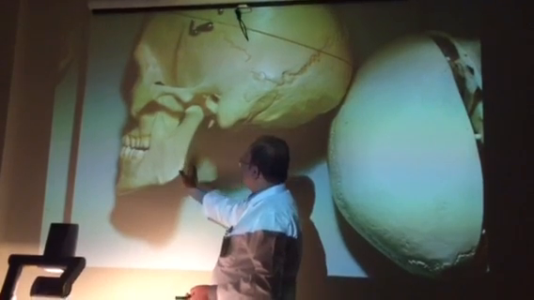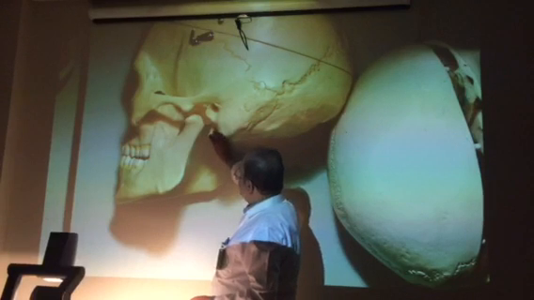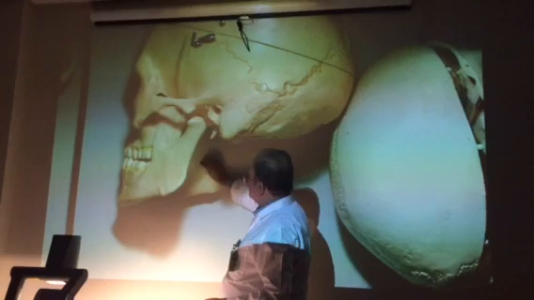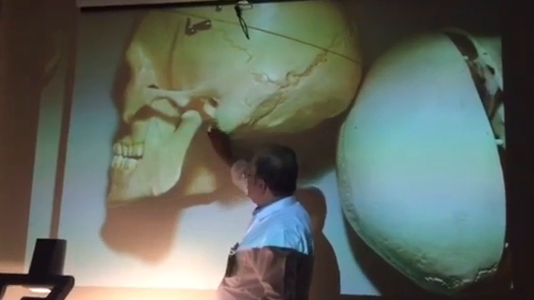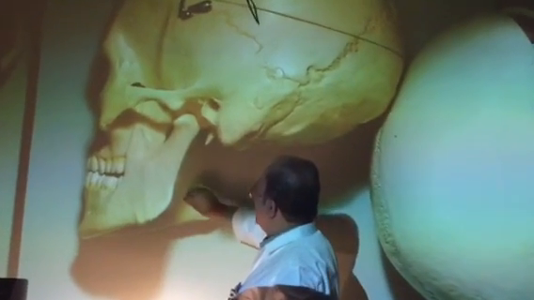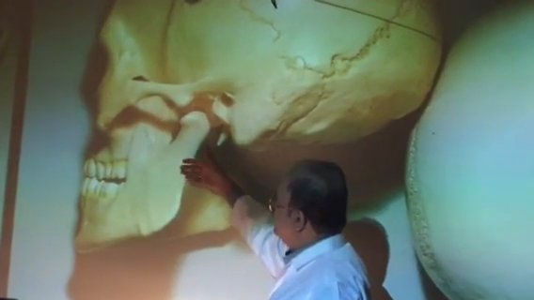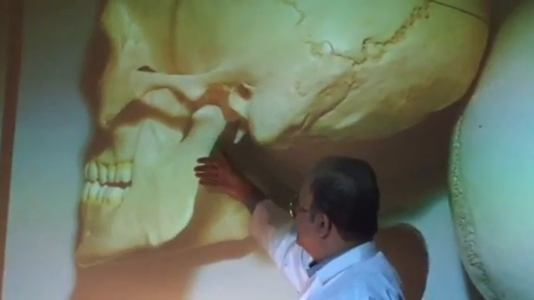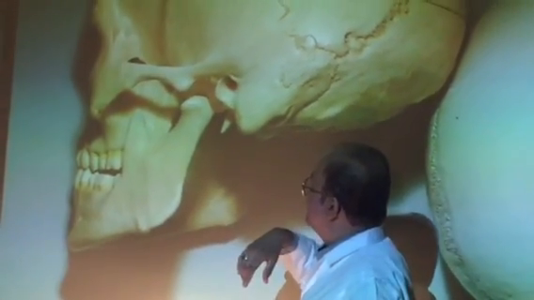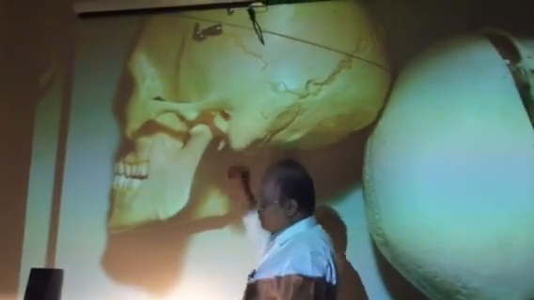stylohyoid, styloglossus, stylopharyngeus muscle here, sternocleidomastoid here. So all these muscles will form a rounded kind of thing which goes like this. So this will form which boundary? Posterior boundary. And if I put my finger underneath and go laterally, the mandible will touch the tip of my finger. So which boundary will the mandible form? Lateral boundary. Very good. And if I push it upwards, there will be the roof.